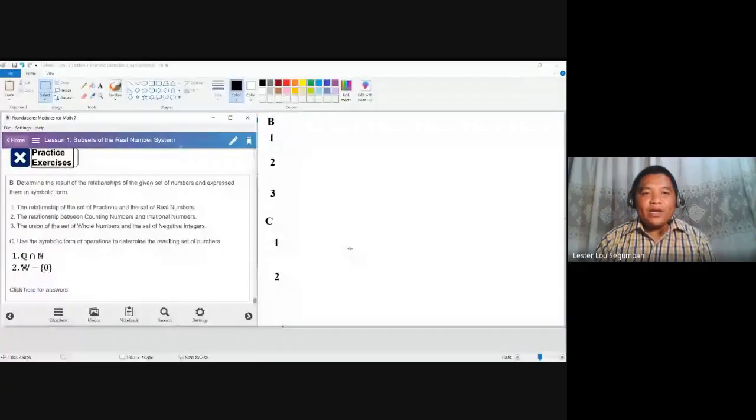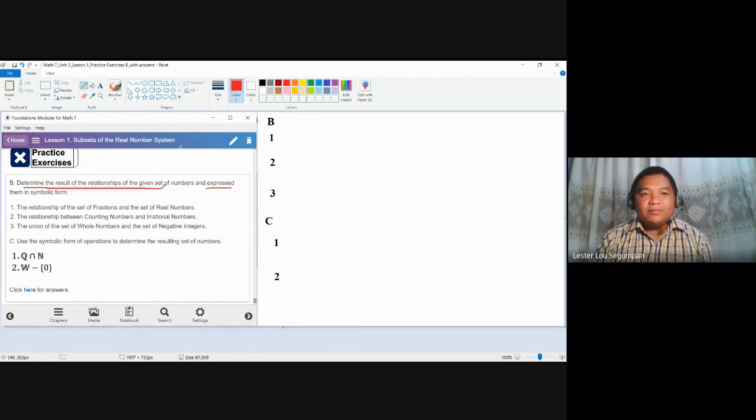Okay, so for practice exercise B, again we are to determine the relationships of the given sets of numbers and express them in symbolic form. Because we already know what their symbols are, we are going to use the symbols in expressing the relationships. So let's proceed with number one. Number one is the relationship of the set of fractions and the set of real numbers.